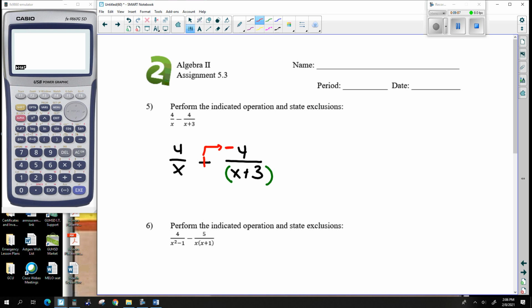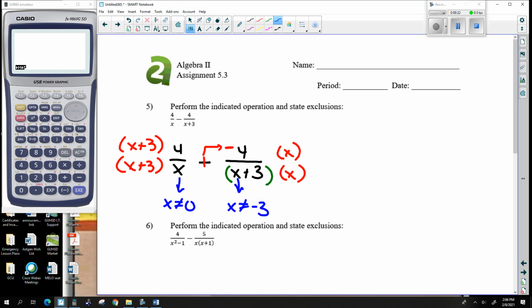Okay, this right-hand side needs an x. Left-hand side needs an x plus 3. But before I move any further, restrictions are x can't be equal to 0. x can't be equal to -3. But I've established a common denominator, which is x times x plus 3. And this left-hand side is 4x plus 12, and this right-hand side is -4x.